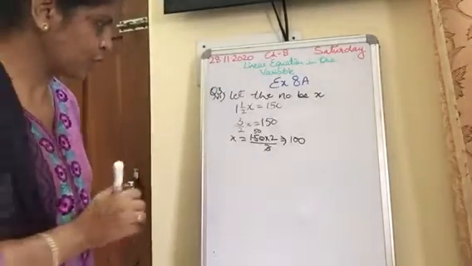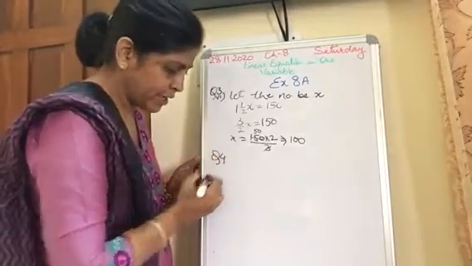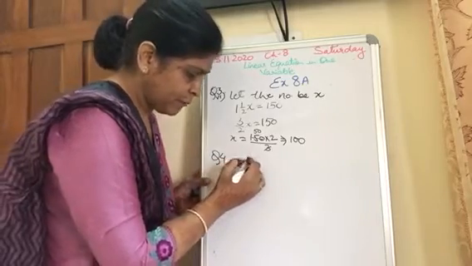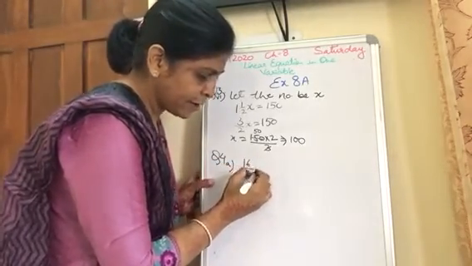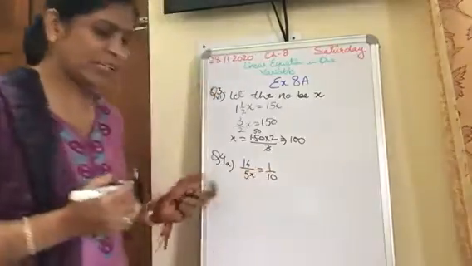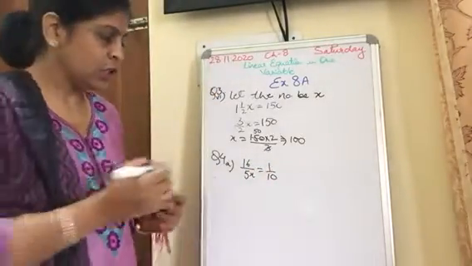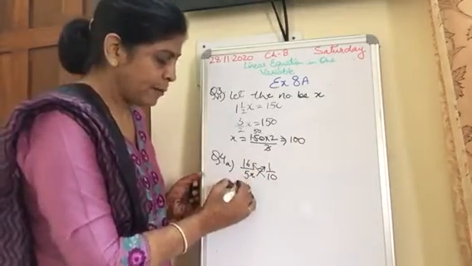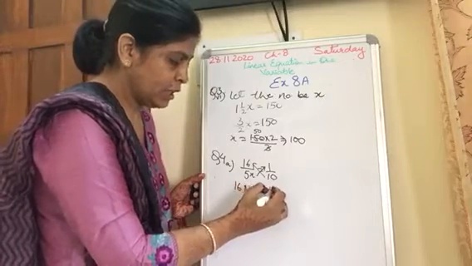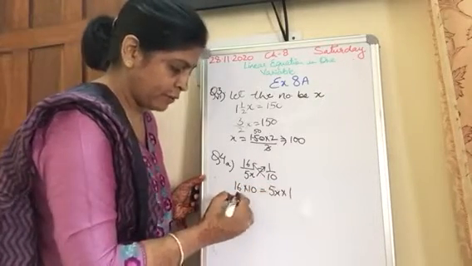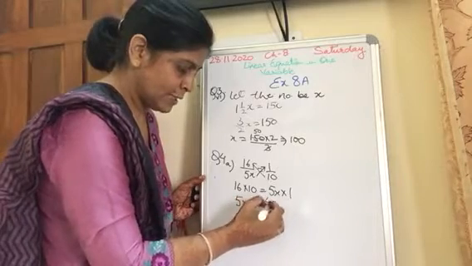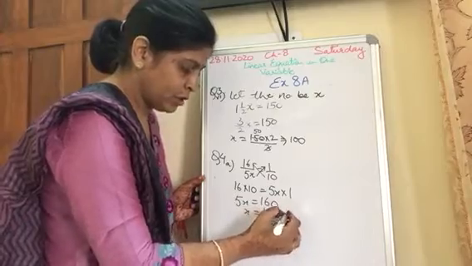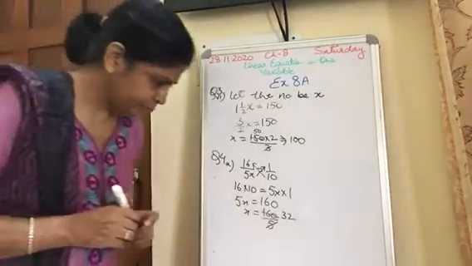Now let's do question number 4. Question number 4 says solve for the unknown number. Now the first part is 16 by 5x equal to 1 by 10. Now you can see that there is a fraction on both sides. So what we do is cross multiplication. So 10 will be multiplied by 16, so it is 160. 5 into x becomes 5x. So 5x equal to 160. x equal to 160 by 5, that is 32 is the answer of it.